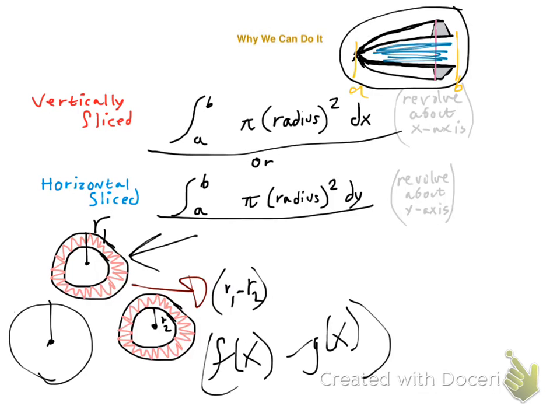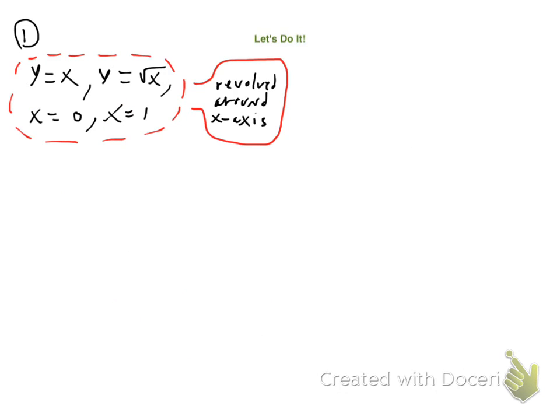And so we'll have this problem: y equals x, y equals square root of x, y equals 0, x equals 1, revolved around the x-axis. That region revolved around the x-axis, which then will include a hollow point. We'll have this problem. I'll explain how to do it in the next video. There you go.